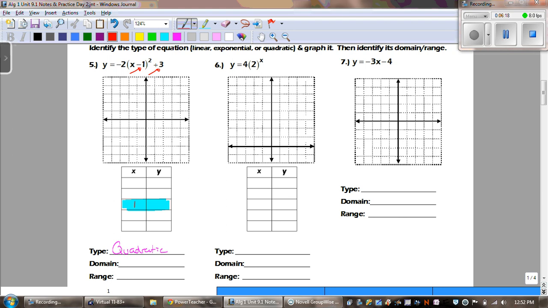Hold on a second, my pen's acting weird. I'm gonna pause this. Okay, it's back to working.